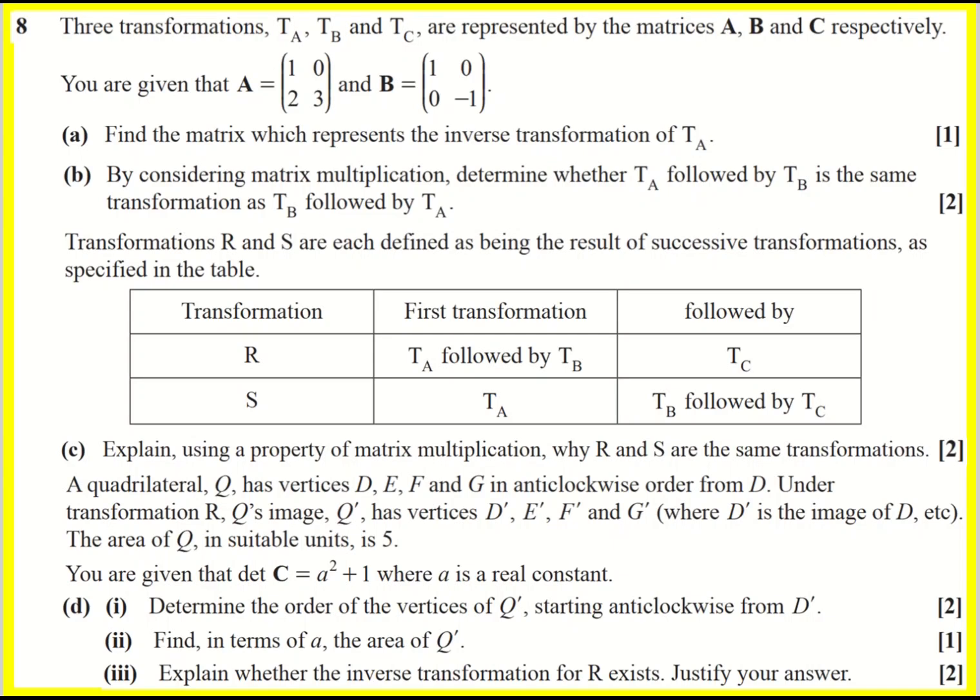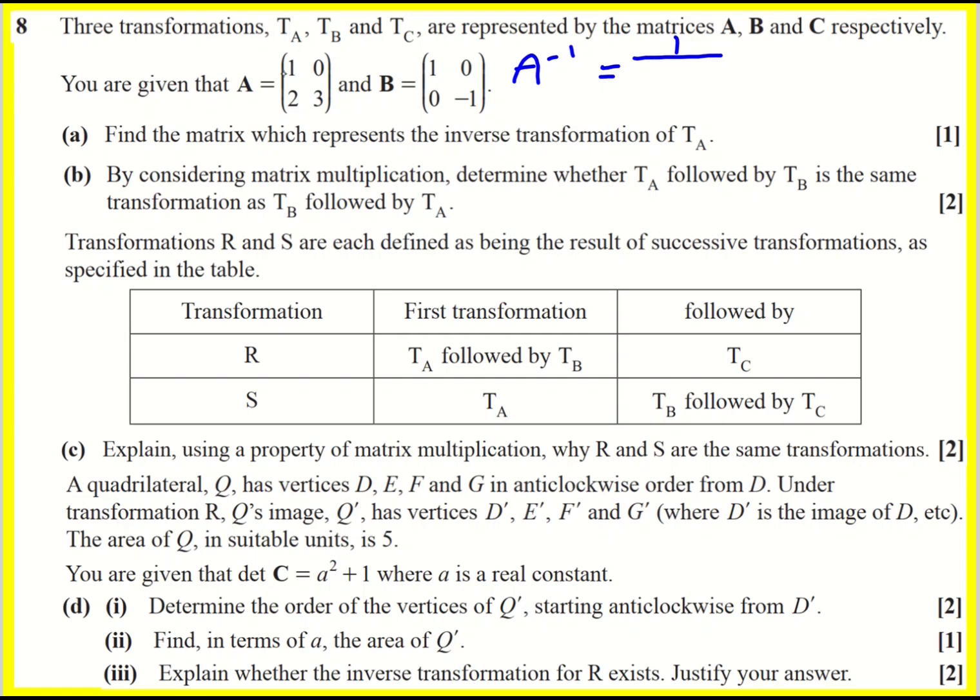Three transformations, TA, TB, TC, are represented by the matrices A, B, and C. We're given A and B, and I have to find the matrix which represents the inverse transformation of TA. So that is A minus 1. You could just put this in your calculator. It's quite quick to find without. It's only 1 mark here.